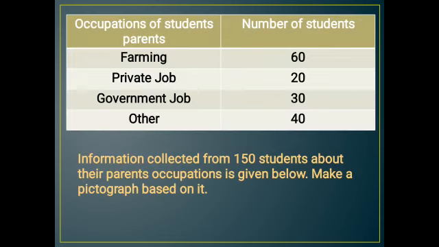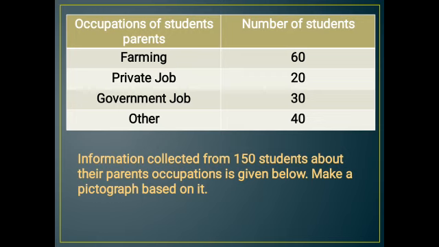We will see one more example. Information collected from 150 students about their parents' occupations is given below. Make a pictograph based on it. Understood? So occupation of students' parents: farming, private job, government job, other. And number of students: 60, 20, 30, 40. Now you can see that we have to draw it through a pictograph.